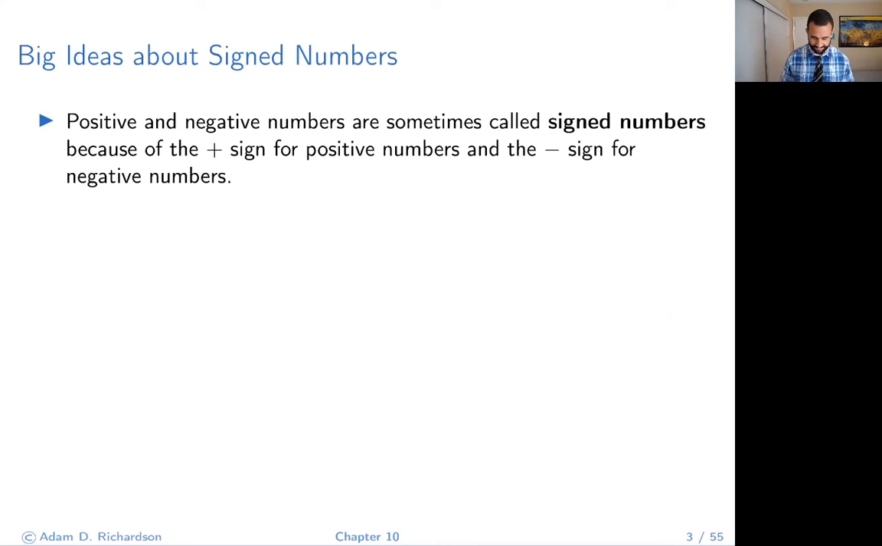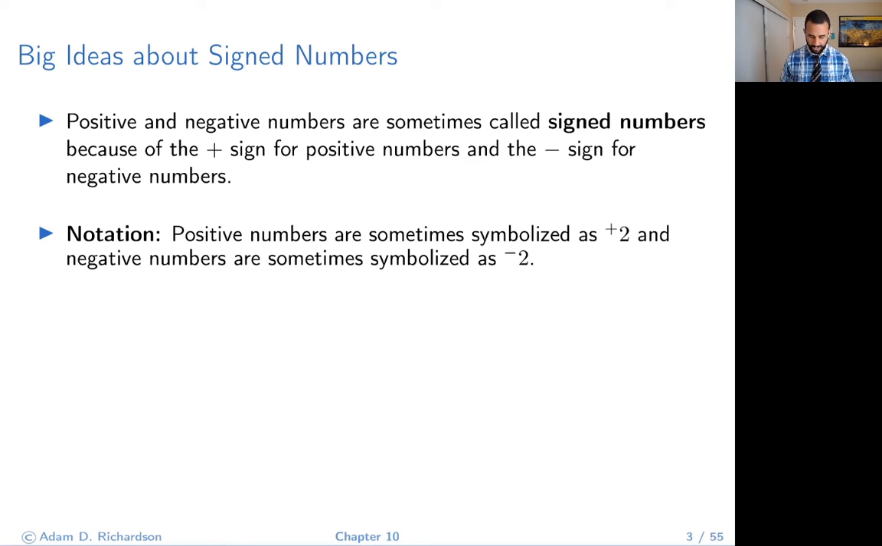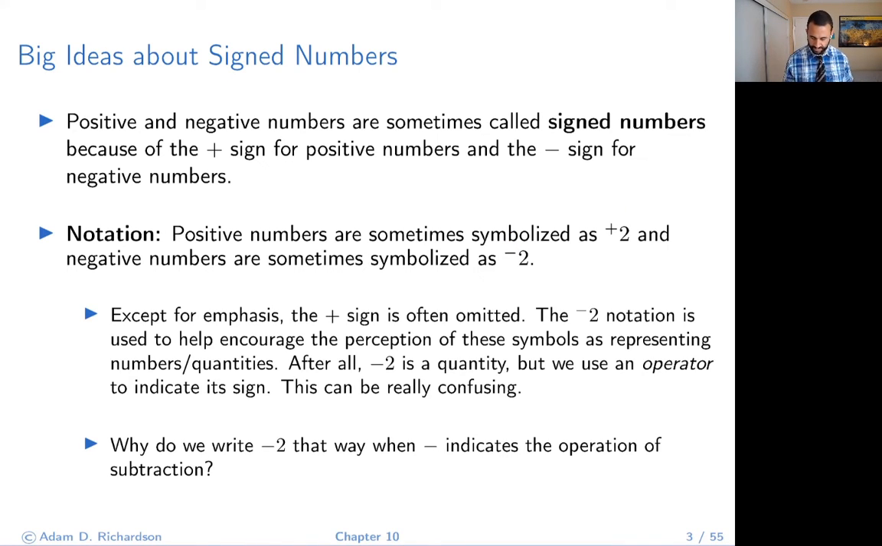It's not so straightforward. Positive and negative numbers are sometimes called signed numbers because of the plus sign for positive numbers and the negative sign for negative numbers. Not too surprising. This is a notation that you'll see in the book and on WebAssign and you'll use in your own classrooms. Sometimes we'll symbolize positive numbers as this little plus two, but the plus is like an exponent in the front. And negative numbers are the same, except now it's a raised negative sign in the front. Usually we won't use the plus unless we're trying to emphasize it. It just depends on the context, right?